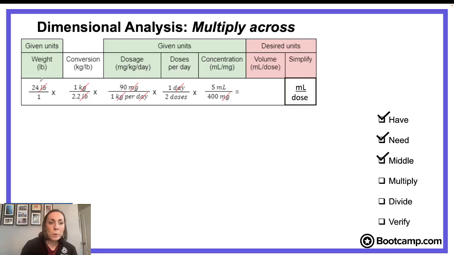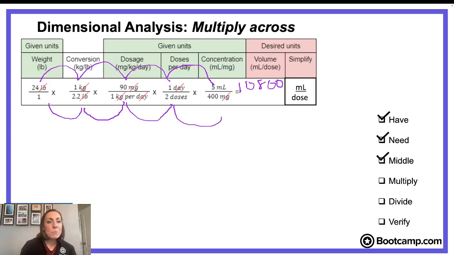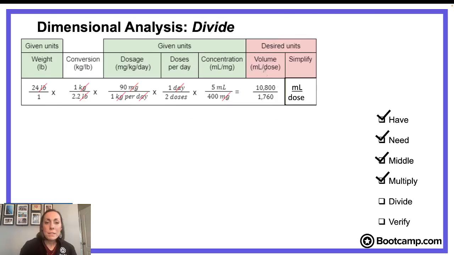So we're going to take our 24 times our 1 times our 90 times our 1 times our 5. And what do you get there? We have big math here. 10,800, right? All right, so now we're going to come to the bottom and do 1 times 2.2 times our 1 times 2 times our 400. And what do you get there? 1760, right? Okay, so now we can divide this. So we're going to take our 10,800 divided by 1760. And what did you get?